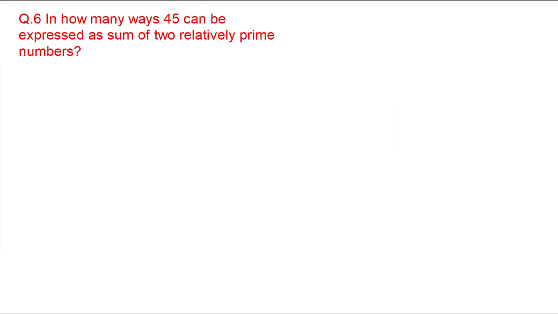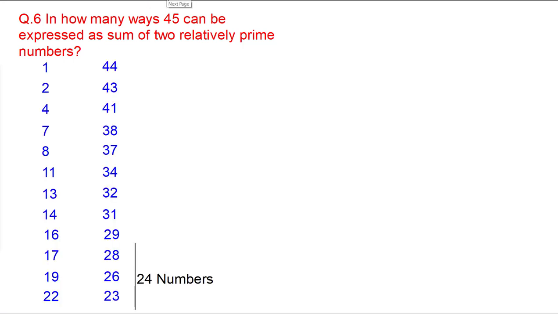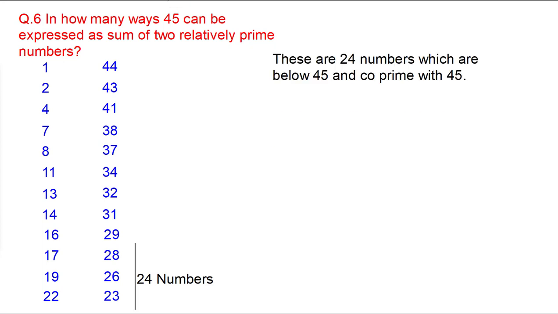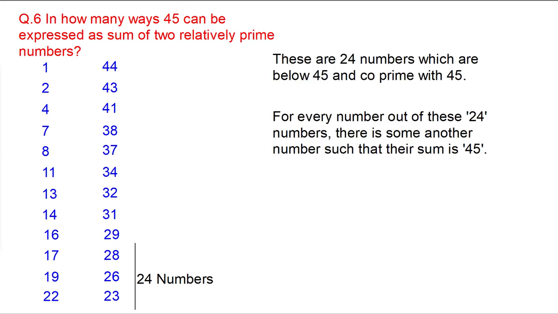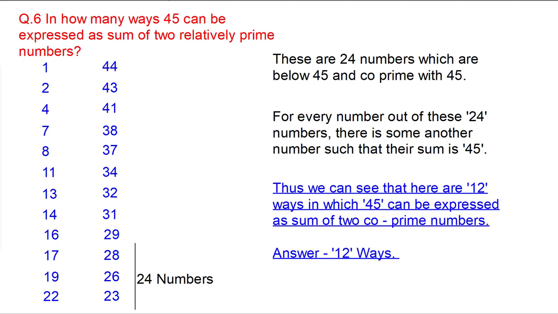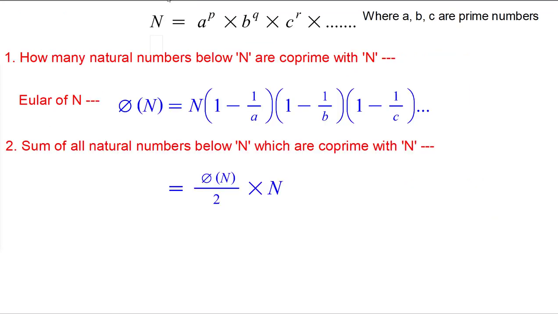Let's have a look at another question. In how many ways can 45 be expressed as sum of two relatively prime numbers? These are 24 numbers which are below 45 and coprime with 45. Out of these 24 numbers, for every number there is some other number such that their addition is 45. Total there are 12 pairs in which the addition is 45. So we can express 45 as sum of two coprime numbers in 12 ways.